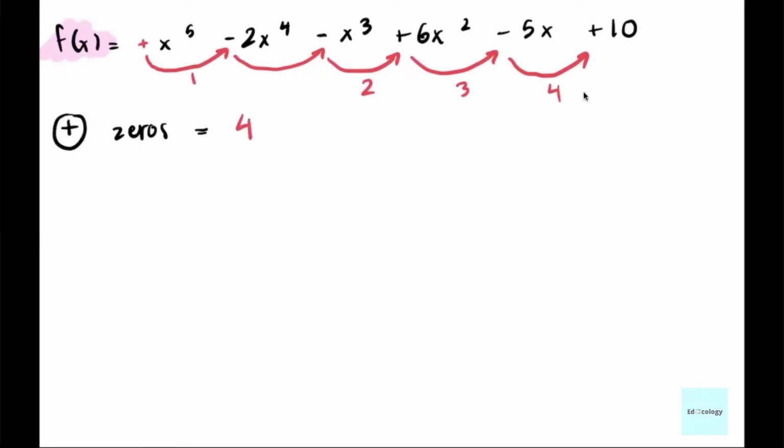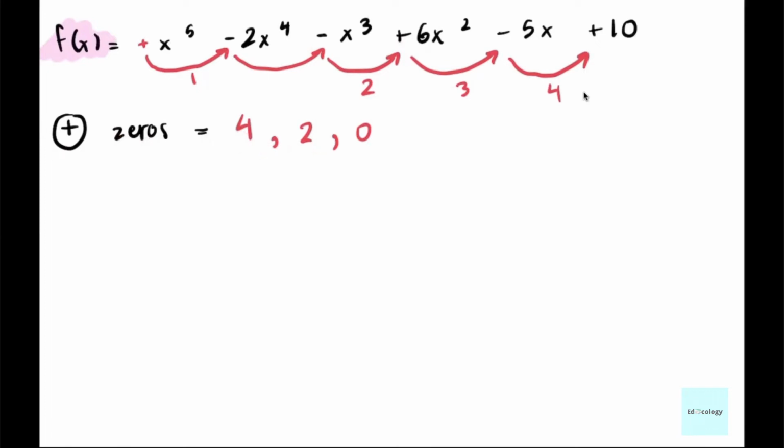Then you subtract 2 from 4, so 2. And you subtract 2 from 2, 0. Let me explain again. First, you look at the change in the signs. From positive to negative, there's a change. Negative to negative, no change. Negative to positive, there is a change. Positive to negative, there is a change. And negative to positive, there is a change. So here we have 4 times that the sign changed. Now, you'll write 4 next to the possible number of zeros.